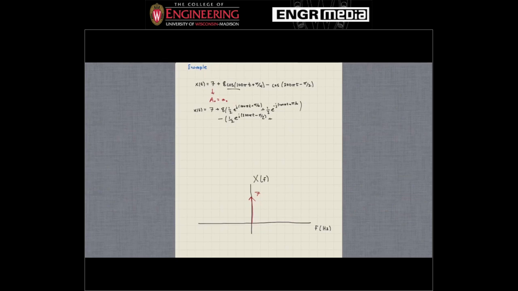Again, plus 1/2 e to the j, e to the minus j, 200 pi t minus pi over 2. Right? So just so everybody knows, this first term gave us all this stuff, and the second term corresponded to all this stuff I have written down here.